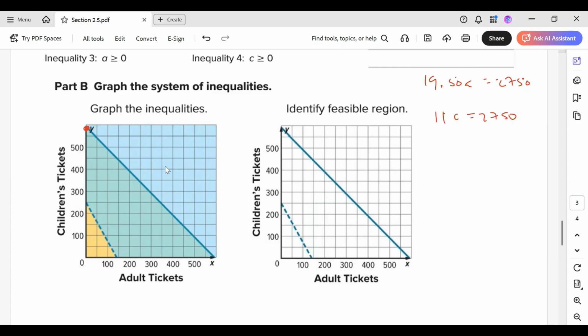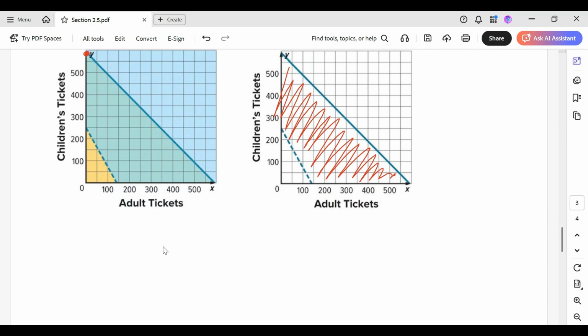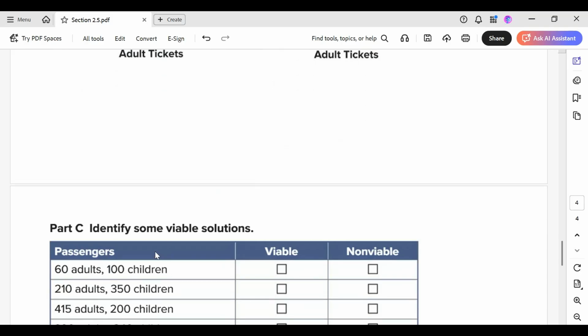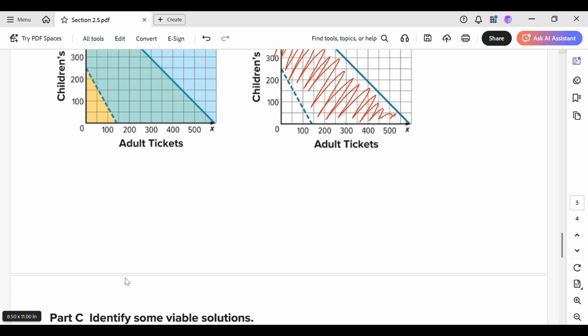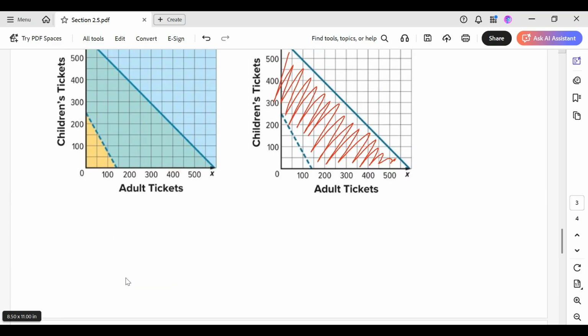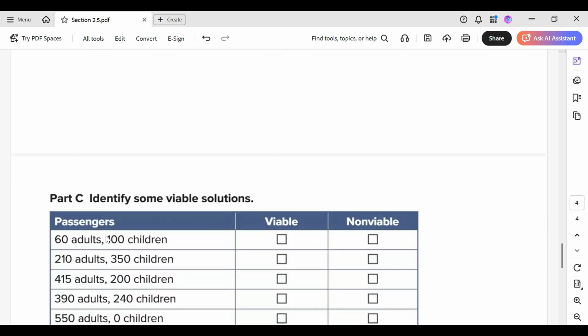Now, notice that the green over here is where they overlap. So our feasible region is this region in between our parts. Then they're going to ask us some questions about the feasible region, so we're going to go back and forth. It says 60 adult tickets and 100 children's tickets. We have to check: does 60 adults and 100 work? Well, 60 adults would be down here and 100 kids. That's not in the feasible region, so that is not viable.